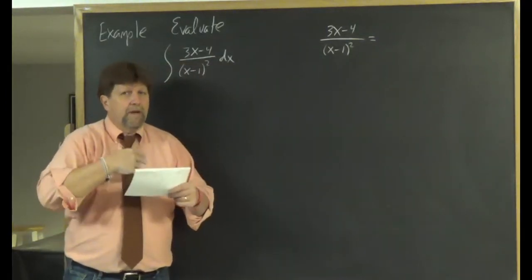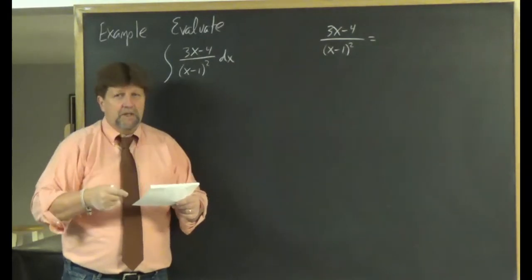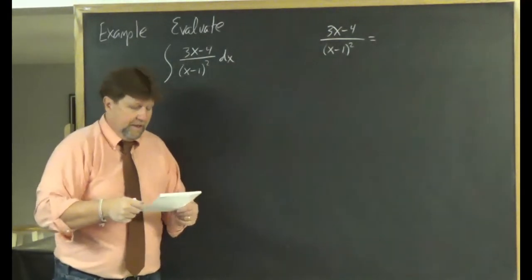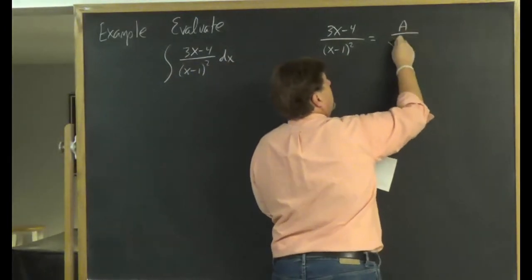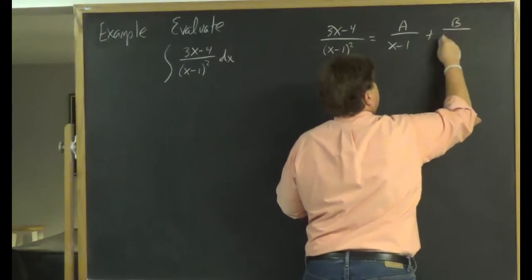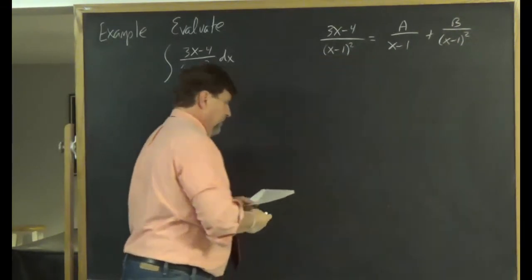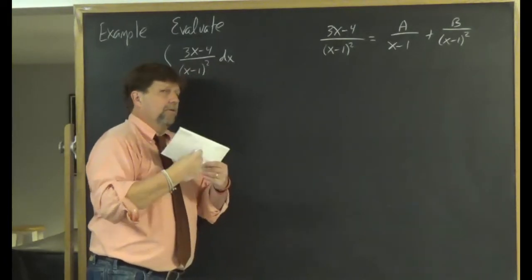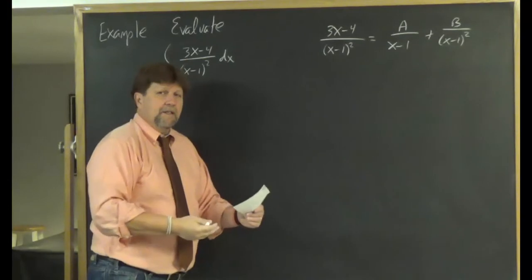And I know this was written in the guidelines that I gave, but it's much easier to see how you do this. So you have to account for the x minus 1 and the x minus 1 quantity squared. That's how you handle repeated linear factors. Now the process is still the same.